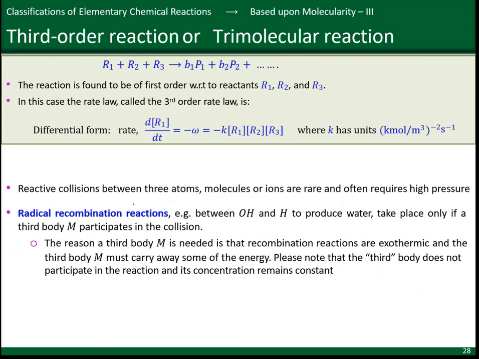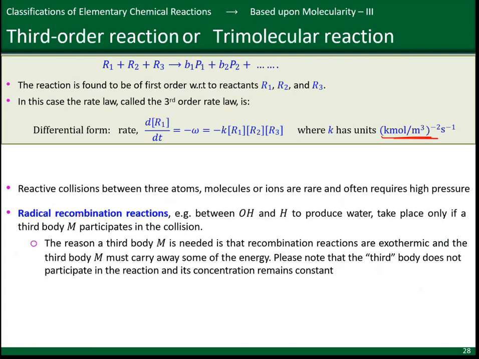Okay, now you can also have a third order reaction or a trimolecular reaction, where you have three molecules combining together to form some products. For the third order rate law, you can simply follow the same method and write it as minus k times R1, R2, R3. This is the unit for k. As I said, it depends on the order of the reaction.